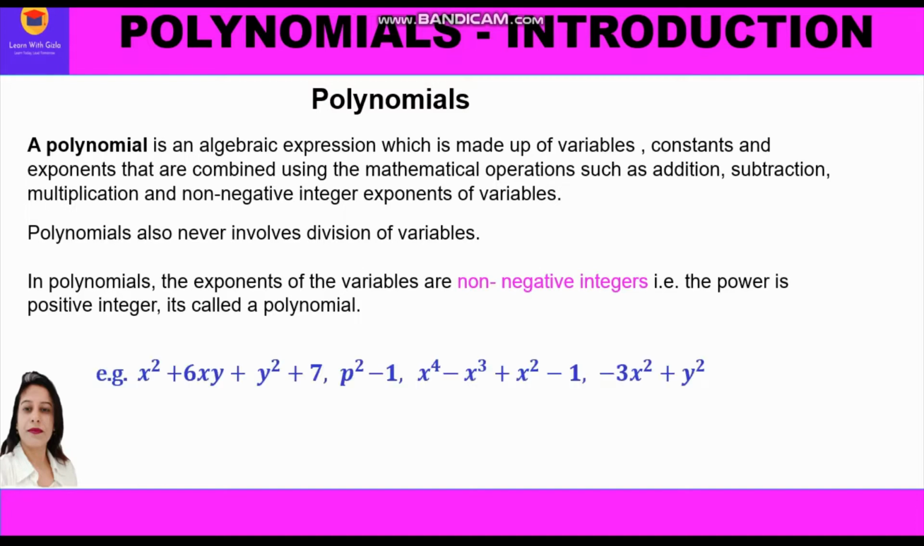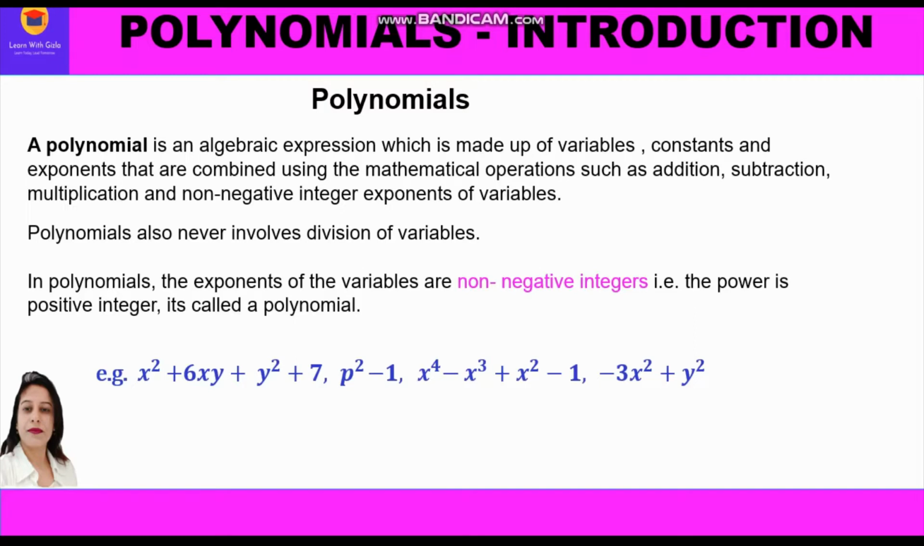You can see we have x square plus 6xy plus y square plus 7. We have p square minus 1. We have x raised to power 4 minus x cube plus x square minus 1. Then we have minus 3 x square plus y square. We have polynomials in one variable also. We have polynomials in two variables also, where we are using x and y together. But all the powers are positive integers. We don't have a negative integer, we don't have a rational number, we don't have a fraction. So all these are integers and they are non-negative.